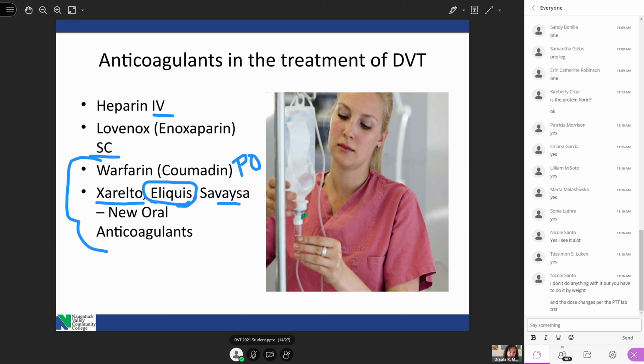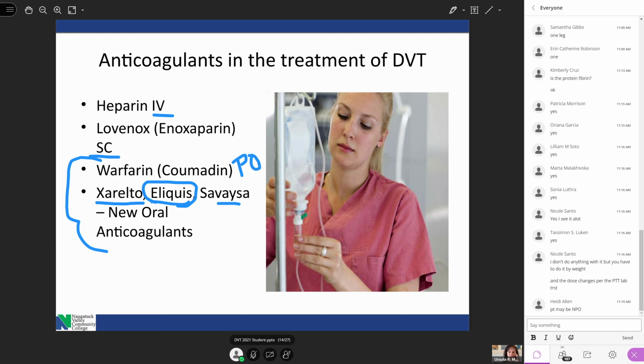Remember I told you about these new oral anticoagulants. I'm going to talk about them because there are some side effects to them. These new oral anticoagulants have been out recently. The patient may be NPO, although sometimes it depends, maybe they could take it with just a sip of water. But the reason is because years ago, we didn't have these. We only had these. This is all we had to choose from.